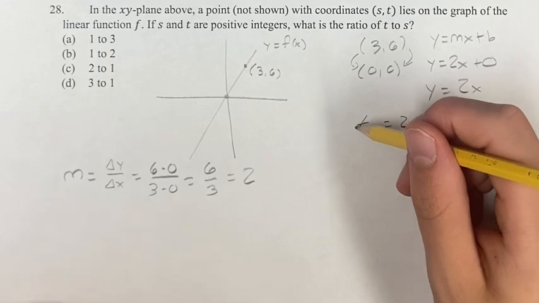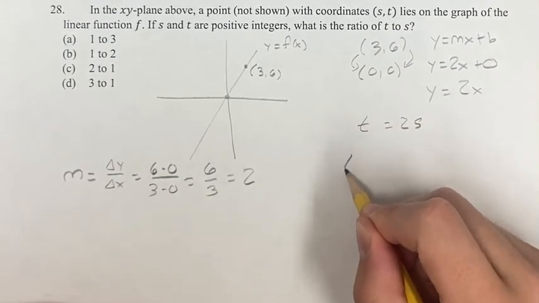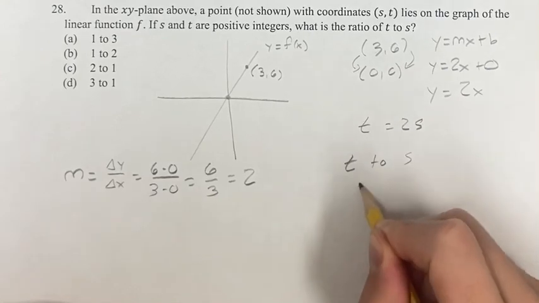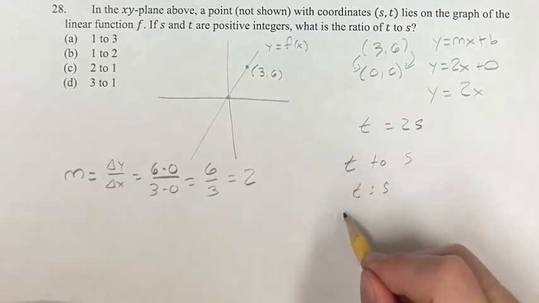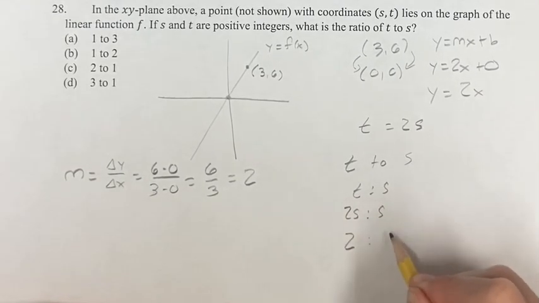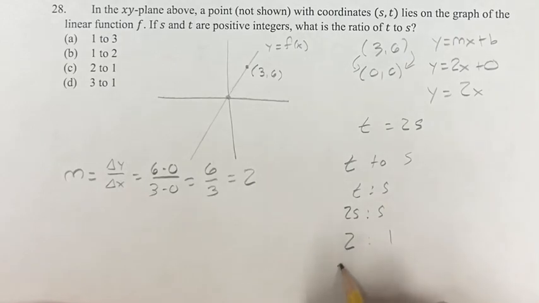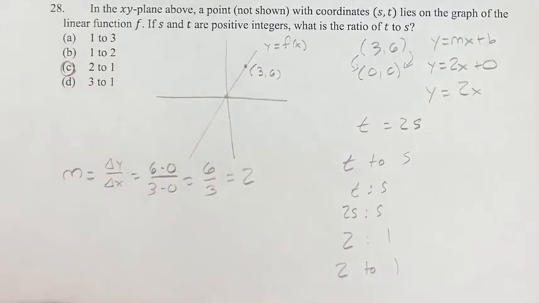So if we know t is equal to 2s, the ratio of t to s is 2s to s, so 2 to 1. So the ratio is 2 to 1. That lines up with C, which is going to be your final answer.